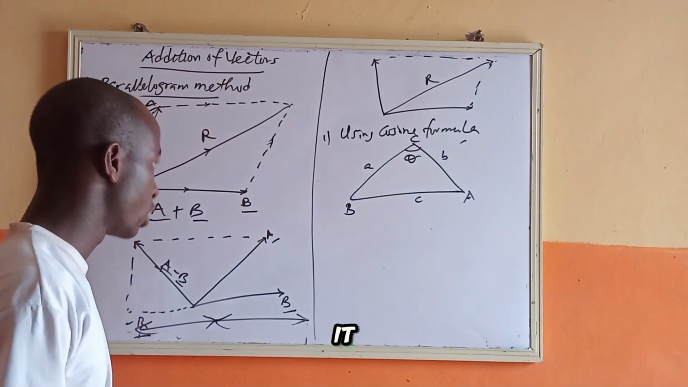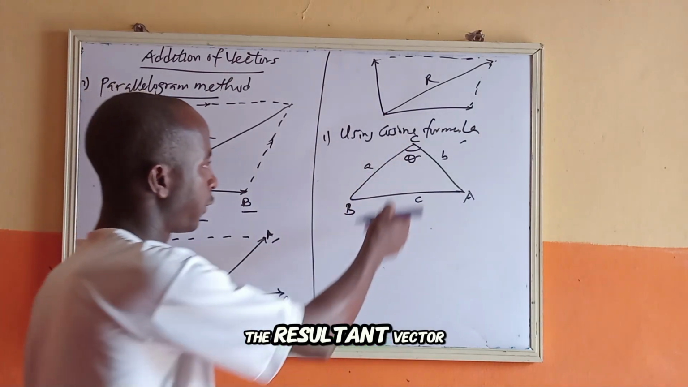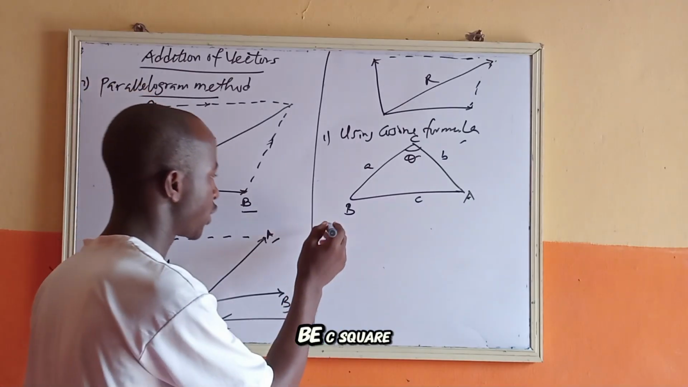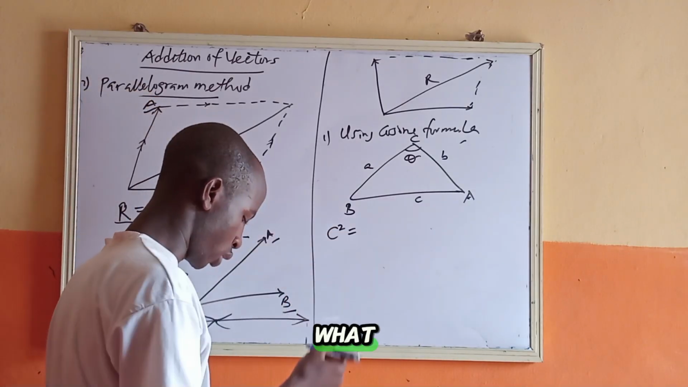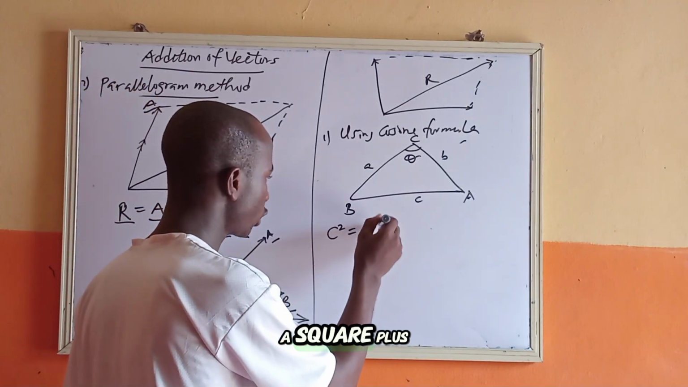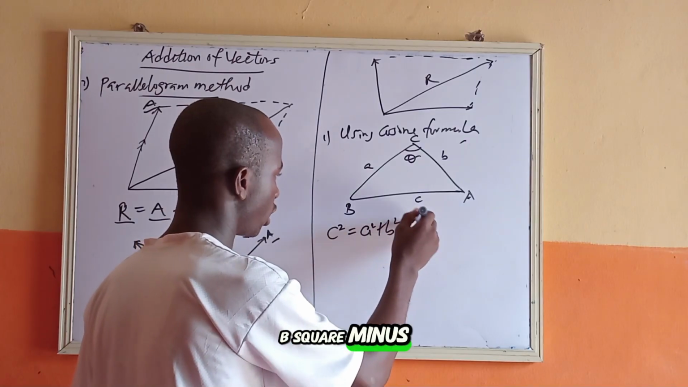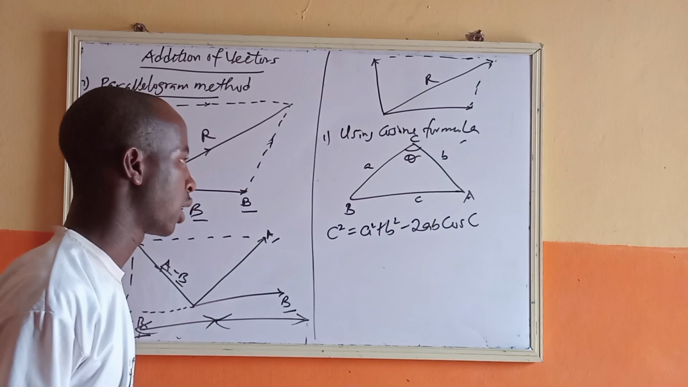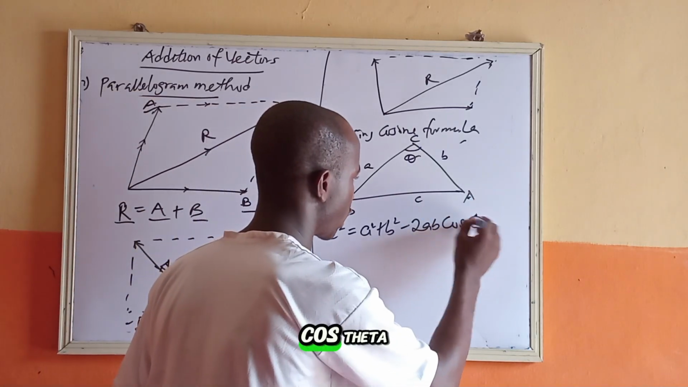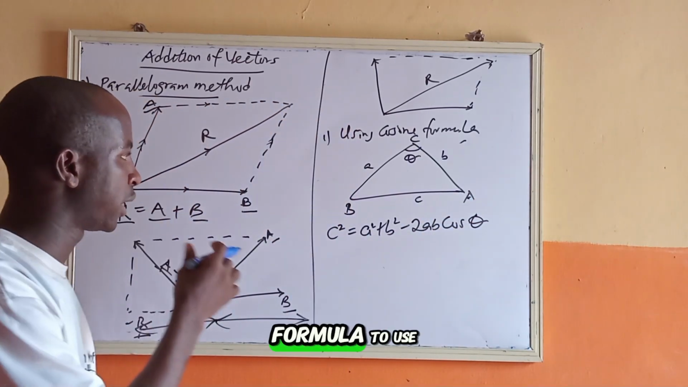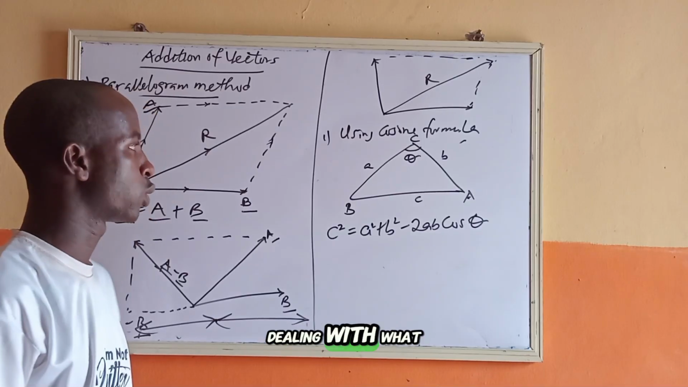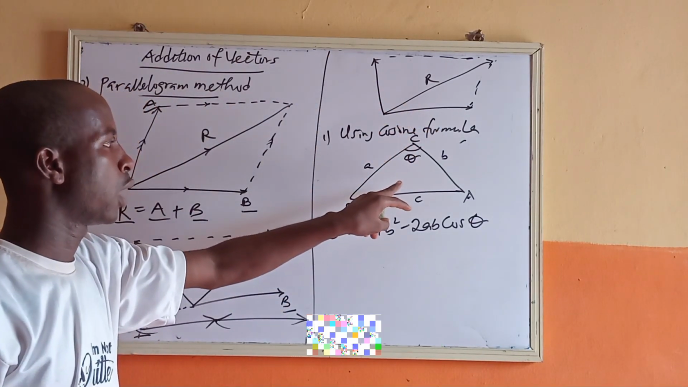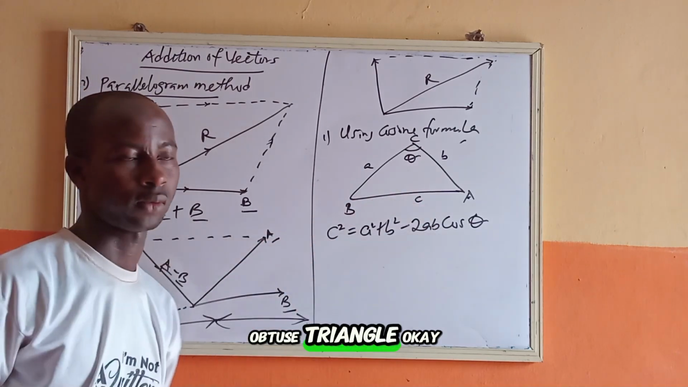So if you want to find the resultant vector of this diagram, that would be c squared equals a squared plus b squared minus 2ab cos theta, or cos C. This is the formula to use when you are dealing with a parallelogram that results in an obtuse triangle.